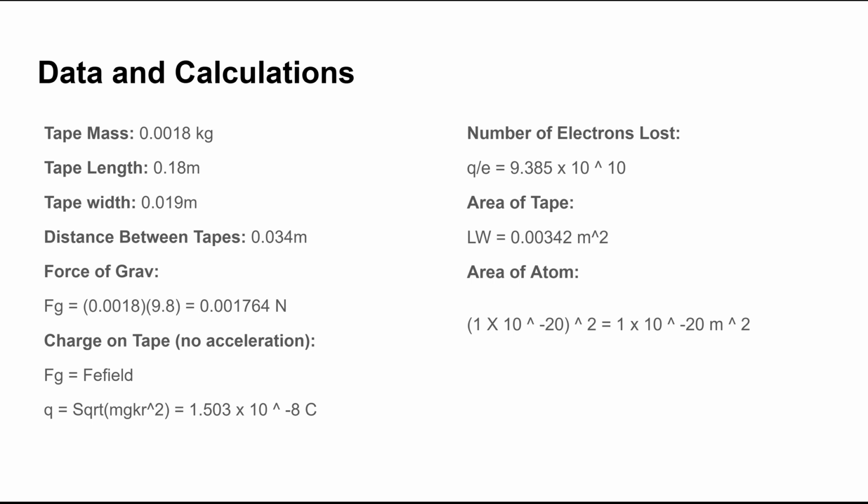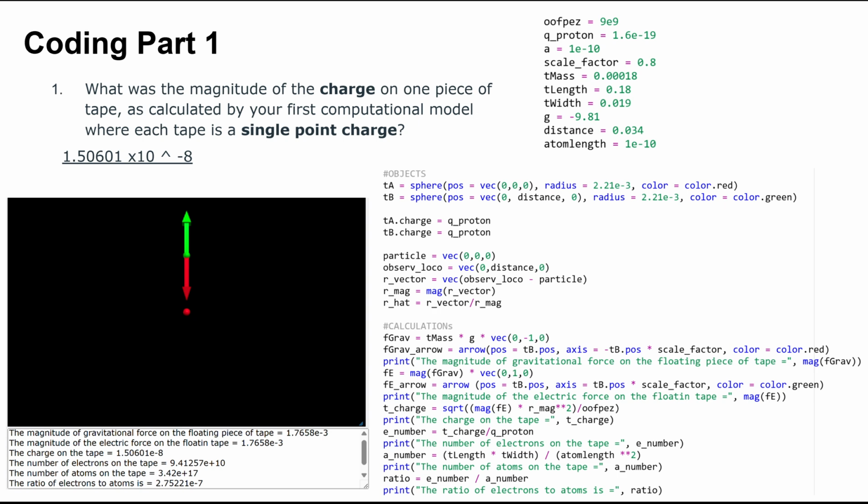Number of electrons lost we calculated to be 9.385 times 10 to the 10. Area of tape, length times width, equals 0.00342 meters squared. And the area of an atom we calculated to be 1 times 10 to the negative 20 meters squared.